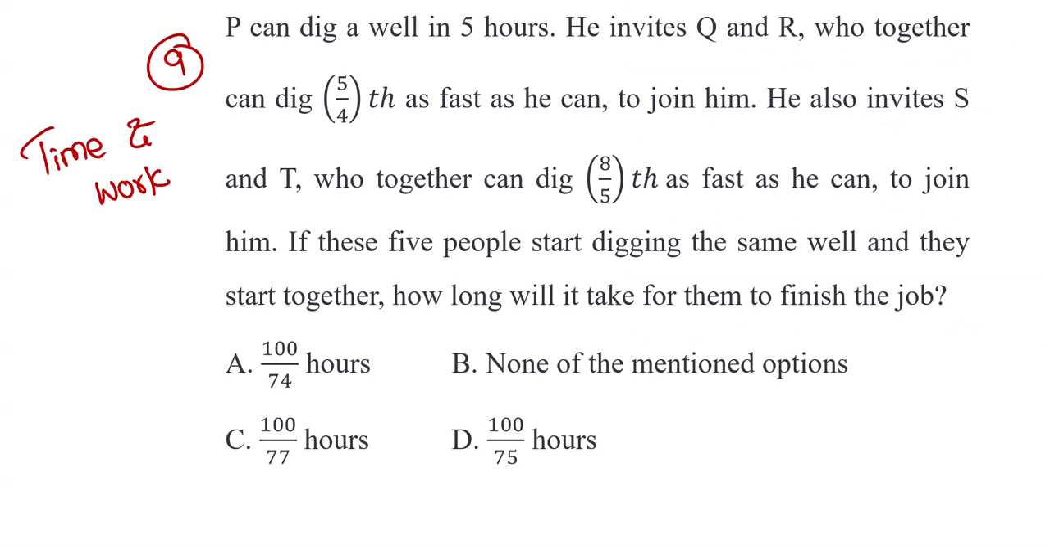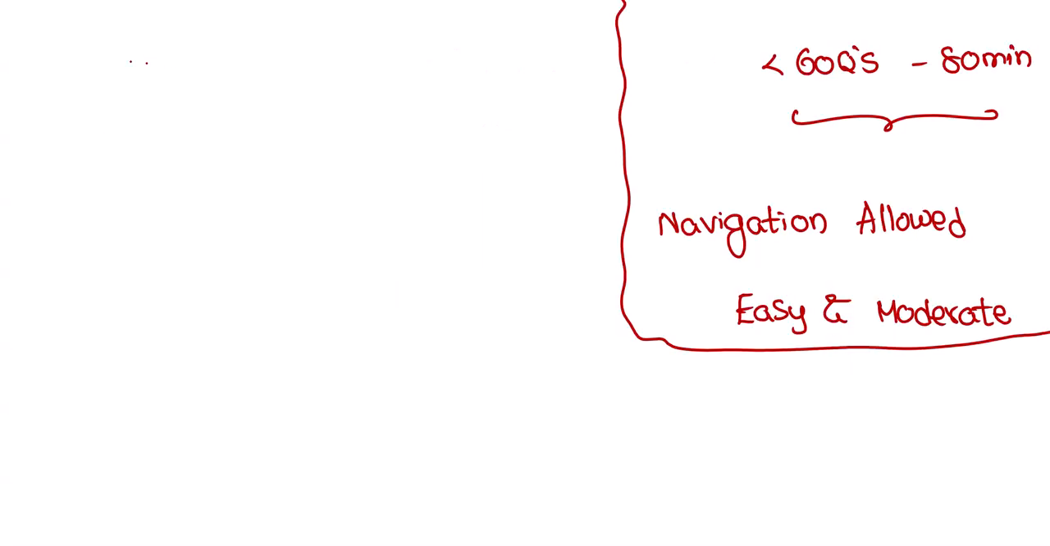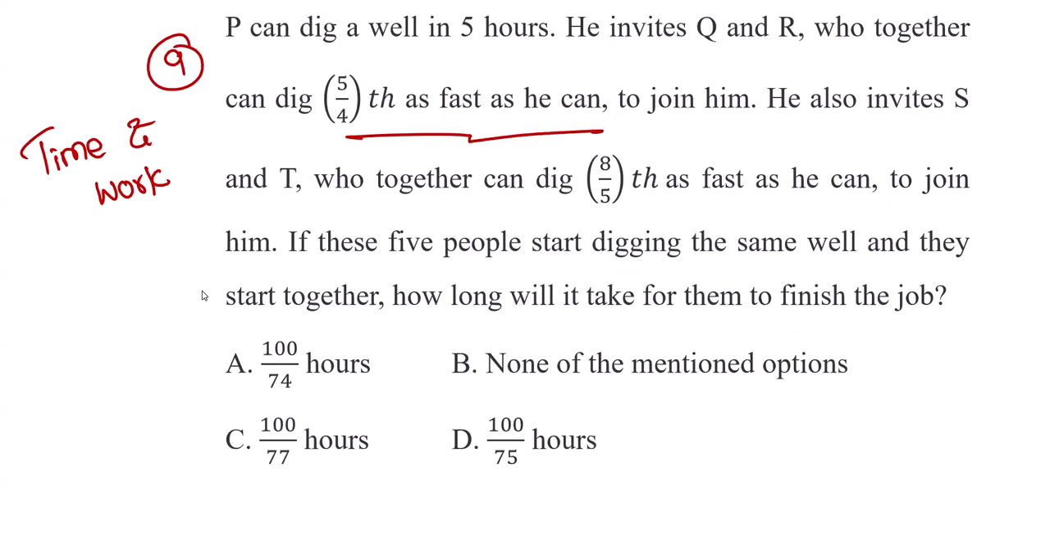Now, P can dig a well in 5 hours. He invites Q and R, who together can complete the work 5 by 4 as fast as he can. See, P can complete the work in 5 hours. Now he invited Q and R, and they are fast, 5 by 4 fast. Fast means related to speed. Speed is 5 by 4. Time and speed are inversely related. When speed is 5 by 4, the time taken will be 4 by 5th.